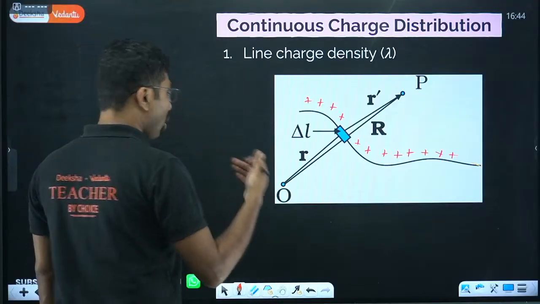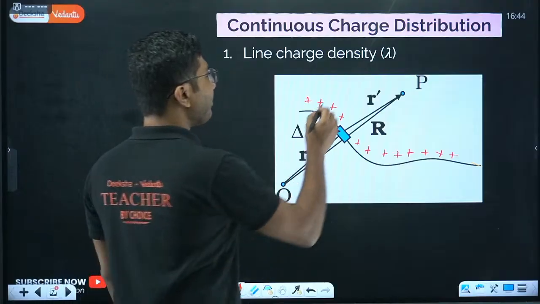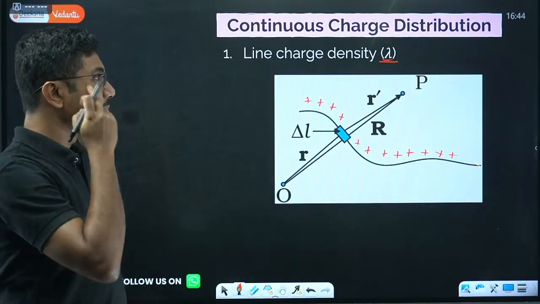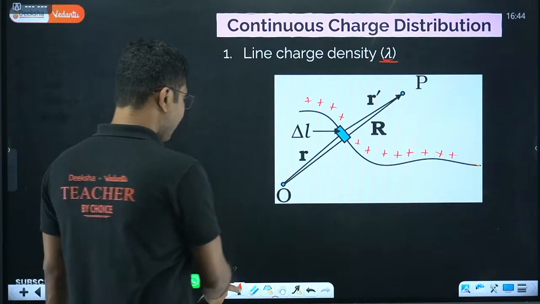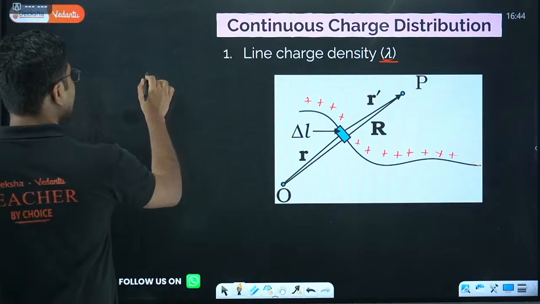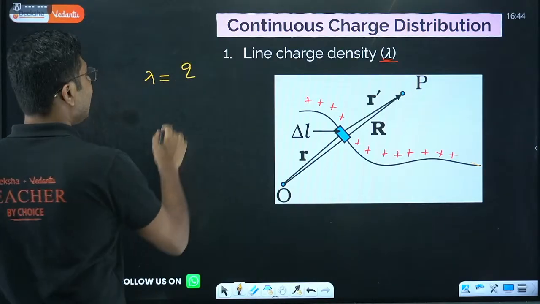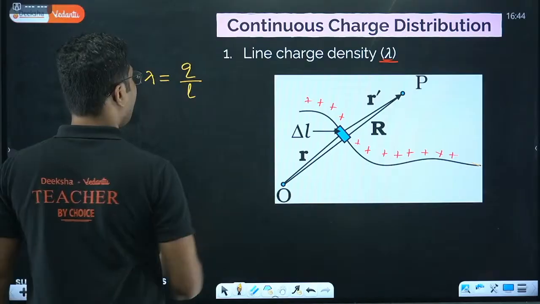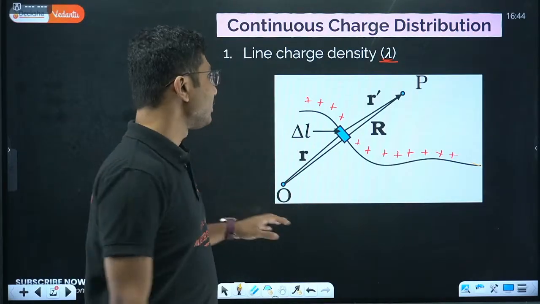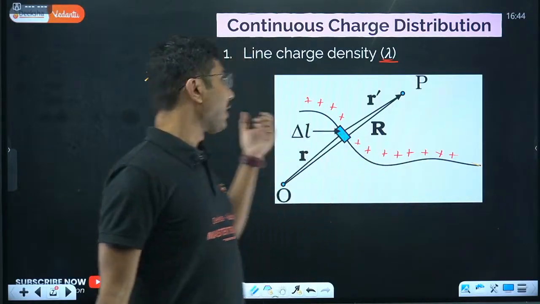Correspondingly we need to know about line charge density, which is represented by the symbol lambda. What is lambda? Lambda is defined as the total charge on the wire divided by the total length of the wire. Very simple definition, very simple formula as well. So if you know the total length and the total charge, you can calculate lambda.